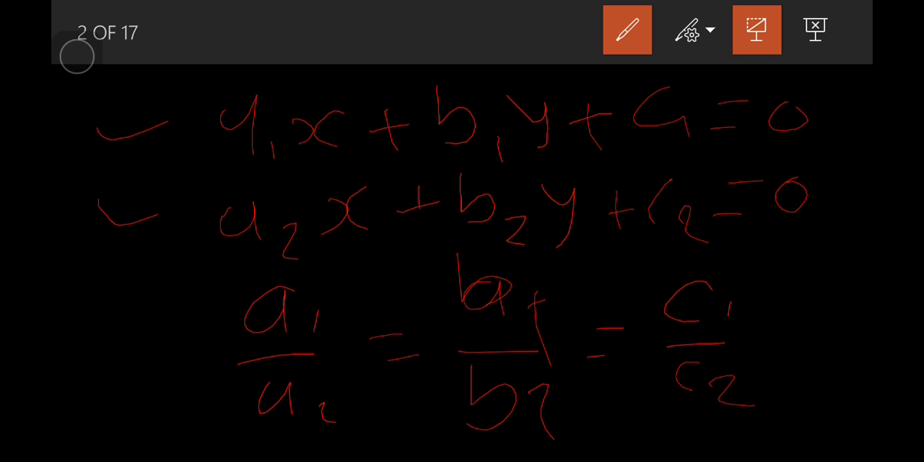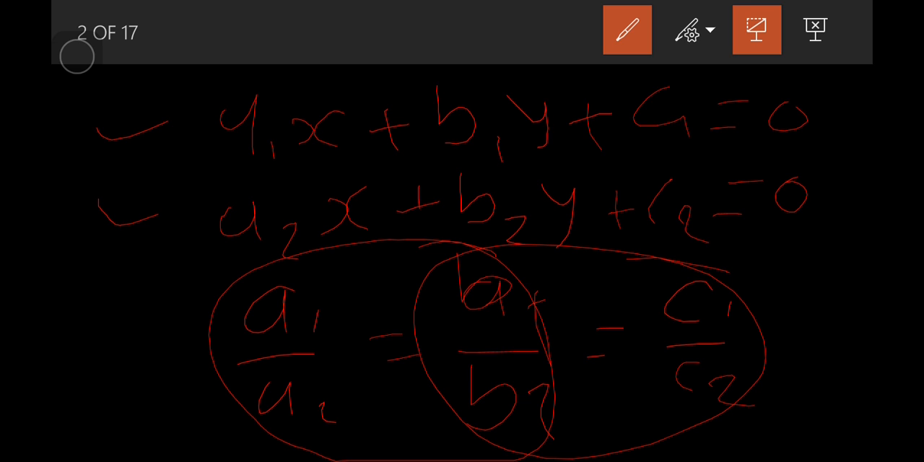So for the given two linear equations, we compare them with these and find the values of a1, b1, c1, a2, b2, c2. After that we take the ratios and compare these three ratios. We compare any two ratios and get linear equations. After solving, we find the values of a and b for which these two linear equations have infinitely many solutions.